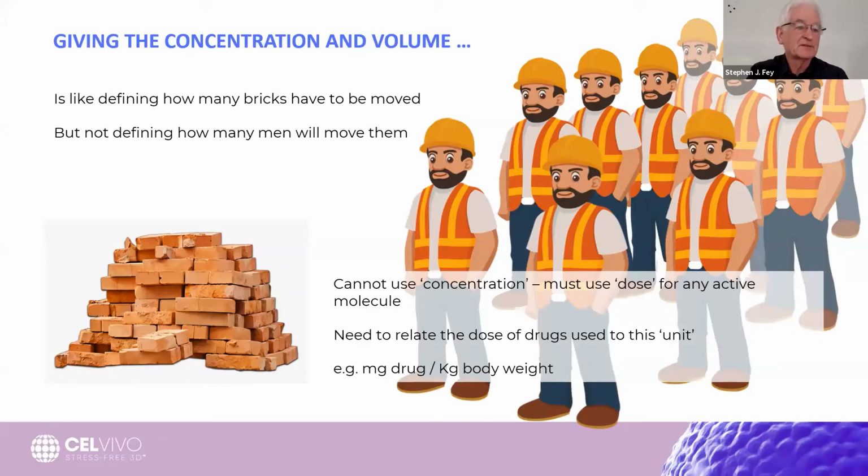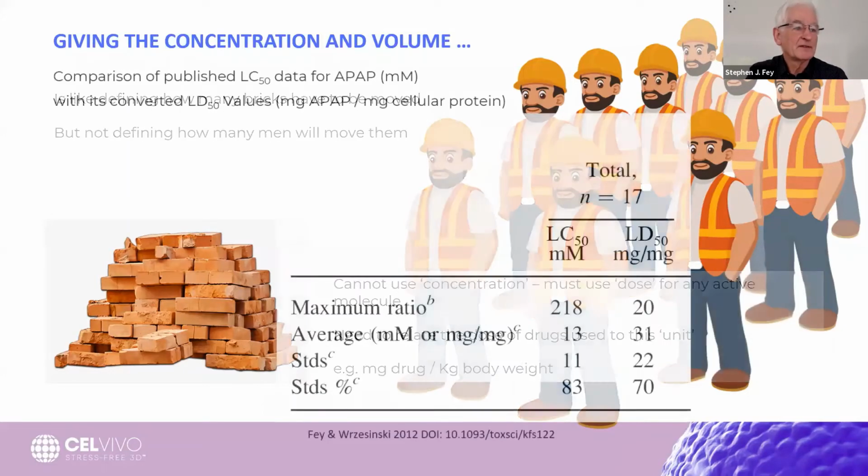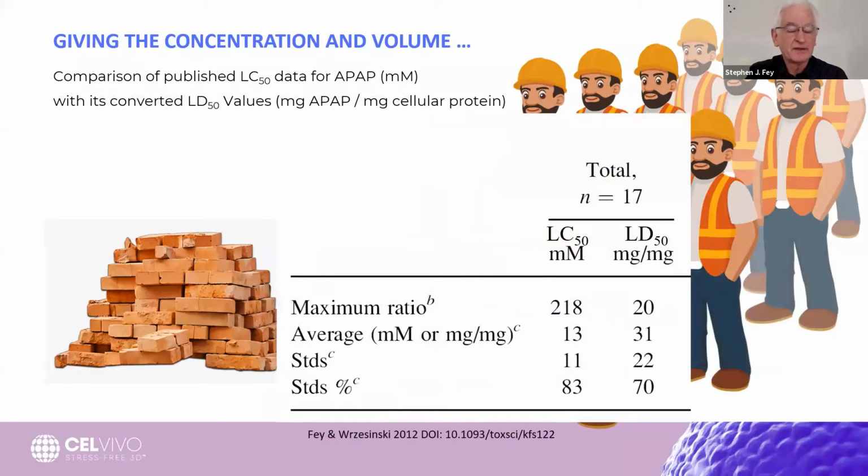So when animals are treated with drugs, they're given, for example, a certain number of milligrams of the drug per kilogram of body weight. This is important. I want to give you an example where I did a literature survey and found all of the publications where they compared the LC50 for paracetamol, so that's acetaminophen over in the States. I found 17 publications. The maximum ratio, the ratio of the highest LC50 to the lowest LC50, was 218.